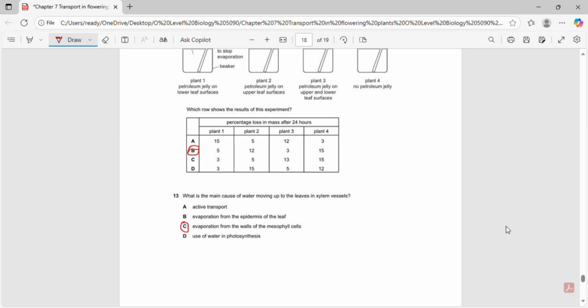Transpiration pull is generated by evaporation inside the leaf, not by photosynthesis or active transport. As water evaporates from the mesophyll cell walls, it creates tension that pulls more water upwards through the xylem. This cohesion tension mechanism is the main reason water moves up the stem.